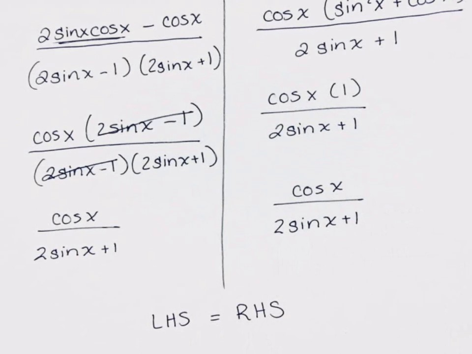Okay, so that's proofs. There's no verifying. When you do a proof, you're proving that it works for all values of the variable. So it's kind of like the general solution of identities.